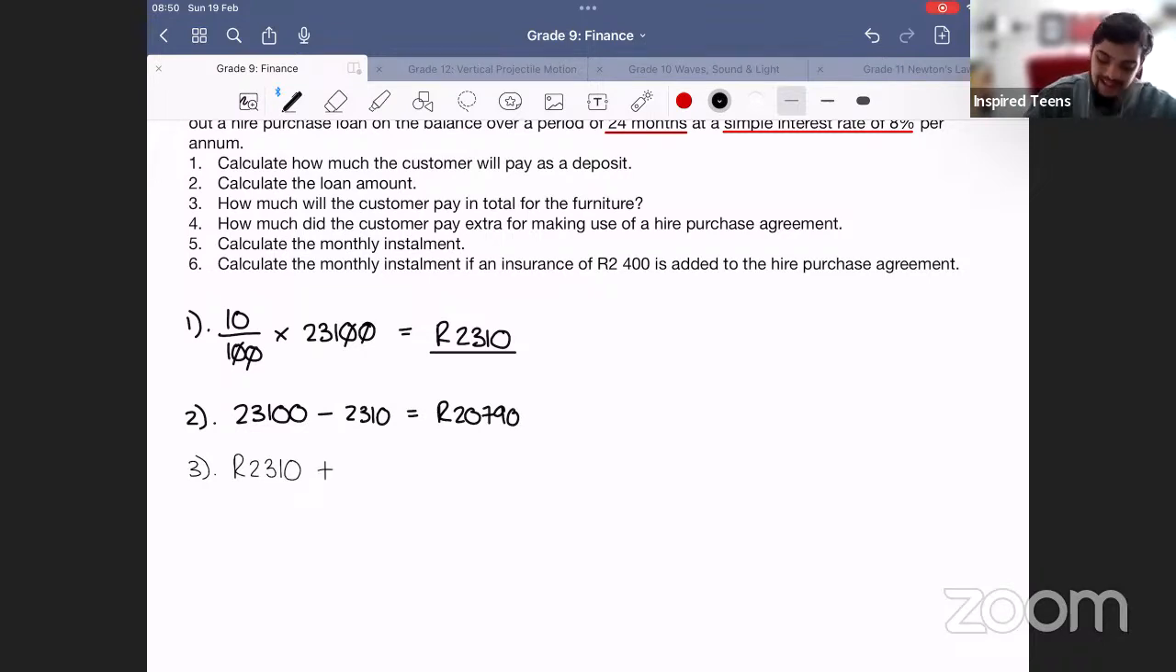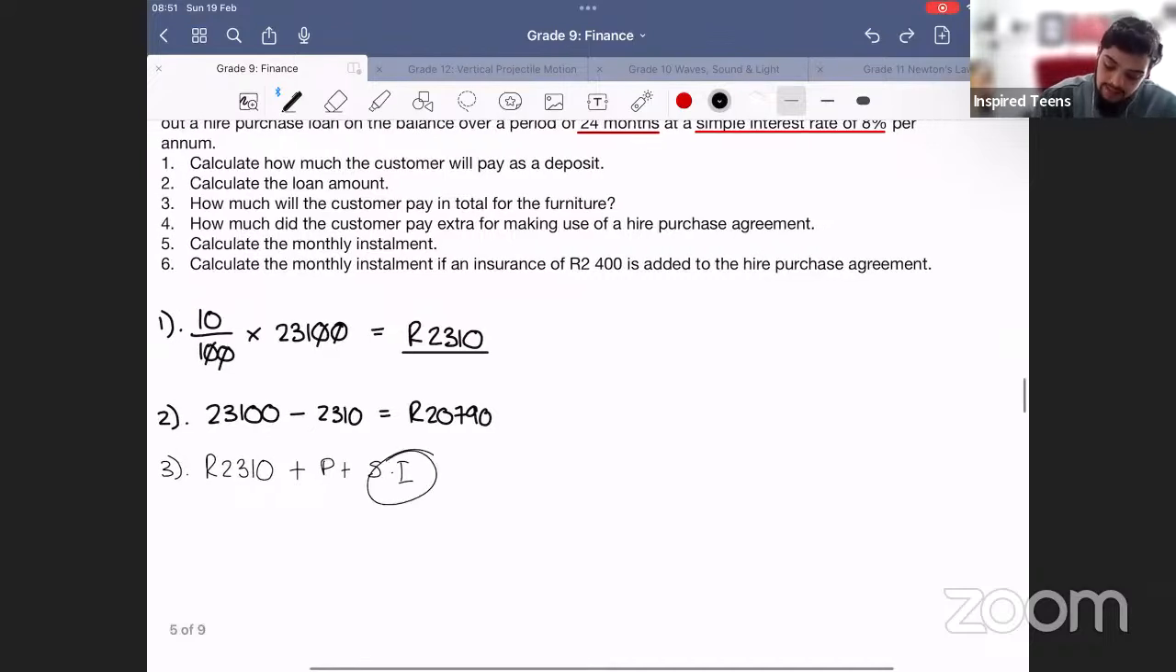Rand. Secondly, they are going to pay monthly installments for 24 months, and they are going to pay interest. So technically, the total is going to be 2,310 plus P plus simple interest. So 2,310 plus the loan amount, which is P, the principal amount prior to interest, plus the simple interest.